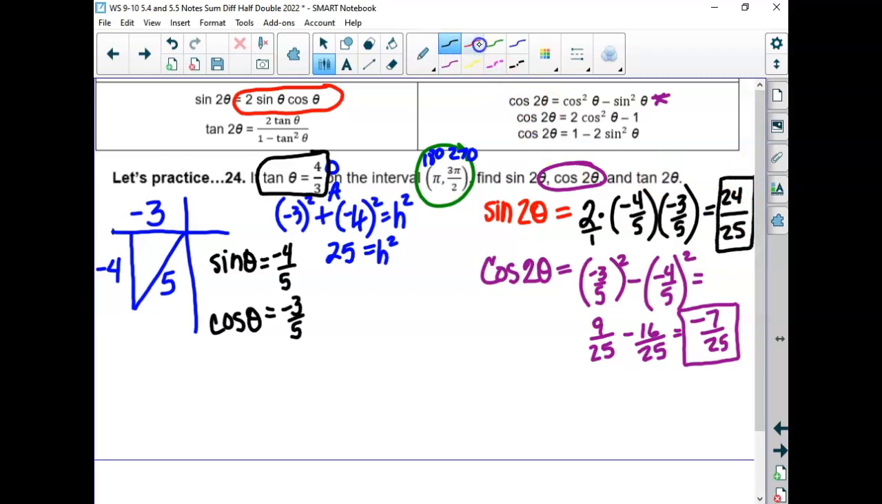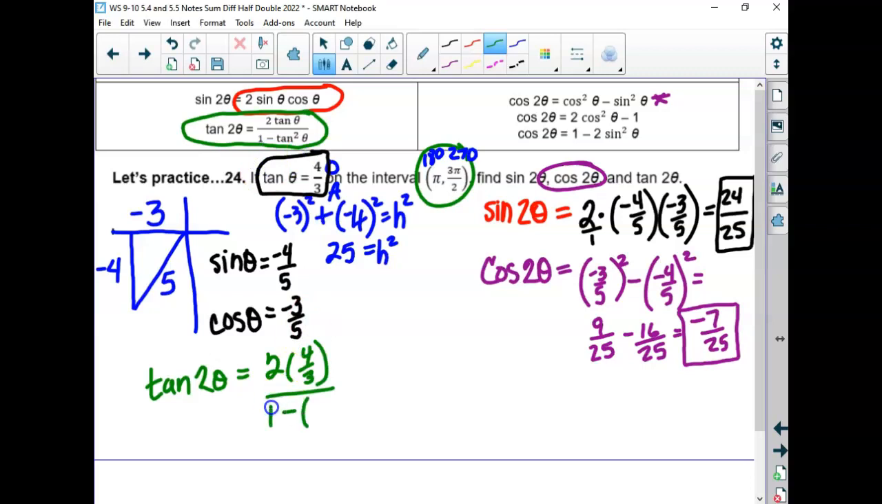All right. Now, there's 2 ways to do this last one. I'm going to do it the long way, and then I'll show you the short way. So if you want to just hang on, and I'll show you the short way, but let me do it the long way just to prove that it works, okay? The long way would be to use this guy. Tangent of 2 theta equals 2 times the tangent, which right up here was 4/3, divided by 1 minus the tangent squared.